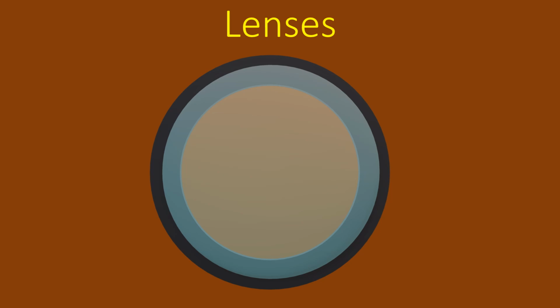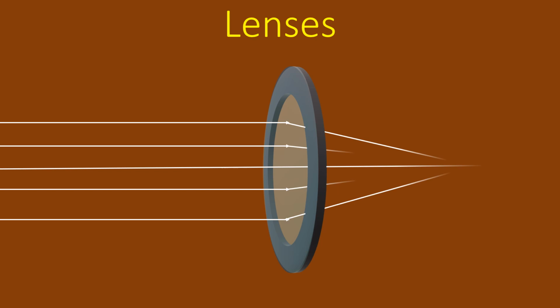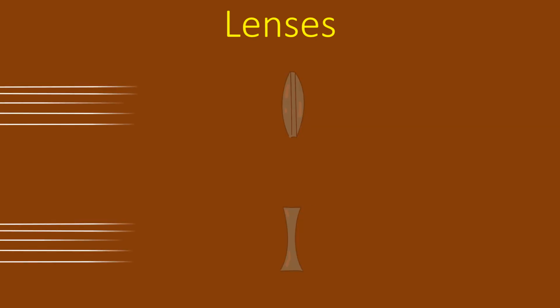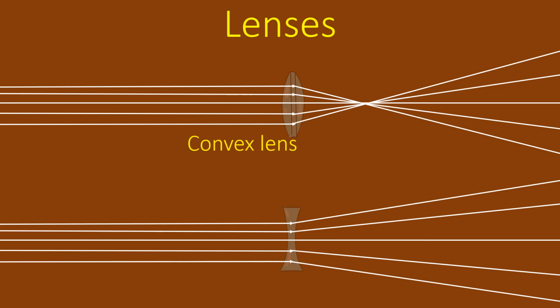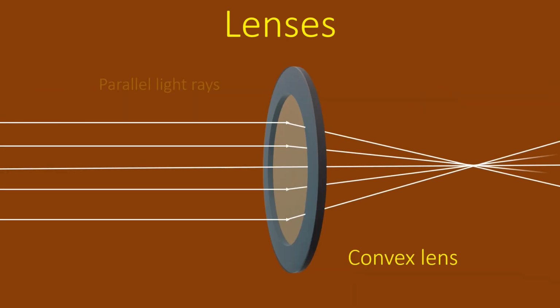Today we'll be talking about lenses. A lens is a piece of glass or transparent plastic that refracts light. Some lenses collect light while others scatter light. A lens that collects light is known as a convex lens, while a lens that scatters light is known as a concave lens. When light rays are coming from an extremely far object, they are parallel.